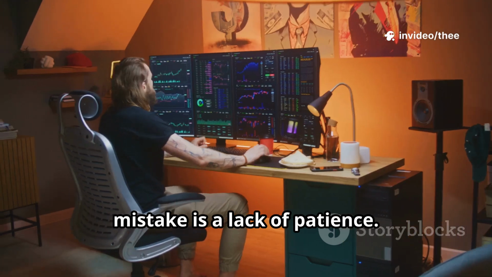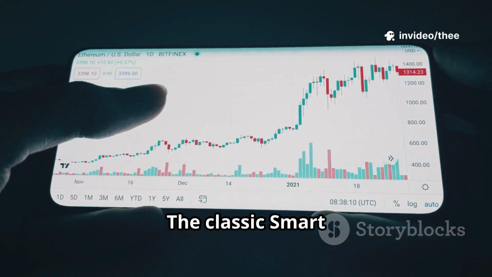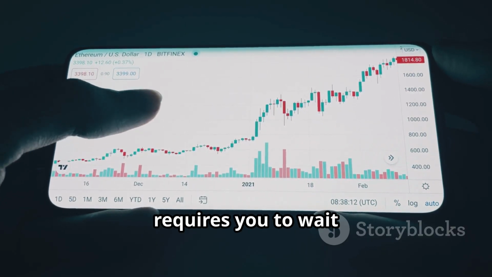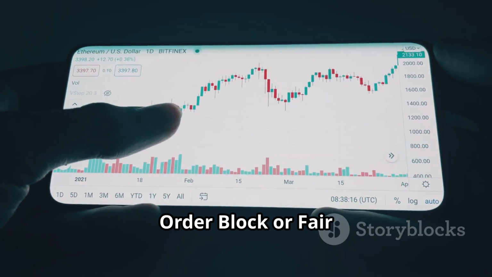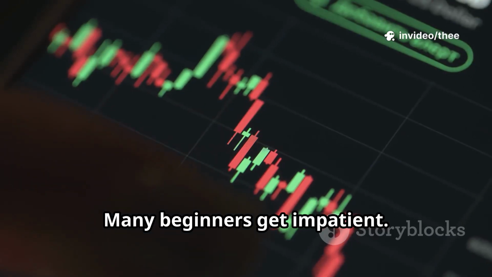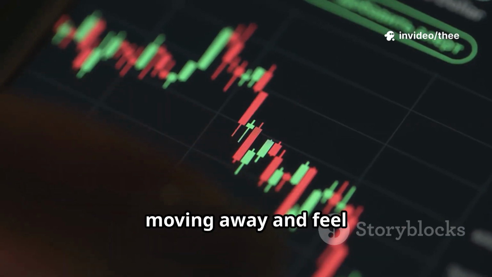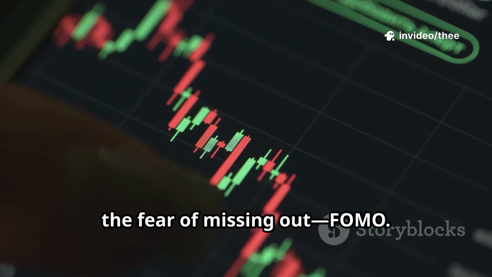Another huge mistake is a lack of patience. The classic smart money concept setup requires you to wait for the price to return to your point of interest, the order block or fair value gap. Many beginners get impatient. They see the price moving away and feel the fear of missing out, FOMO.